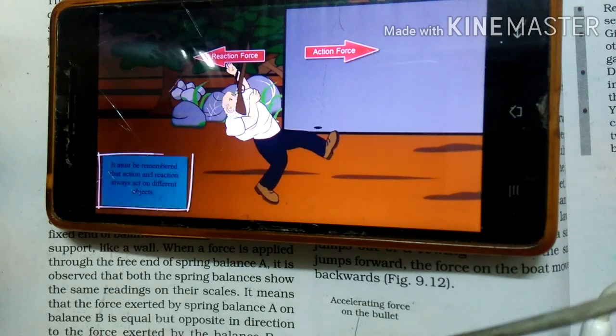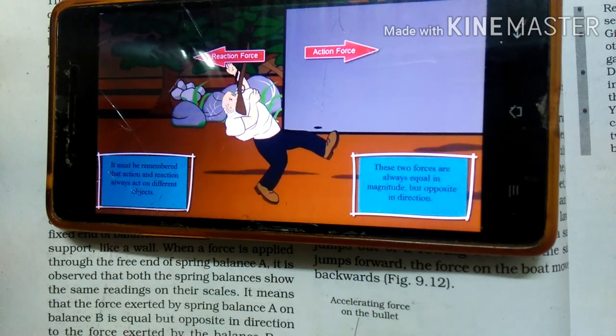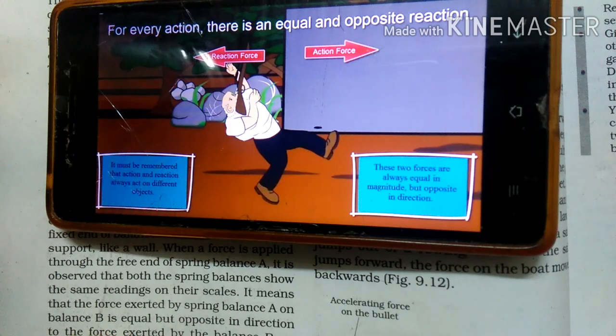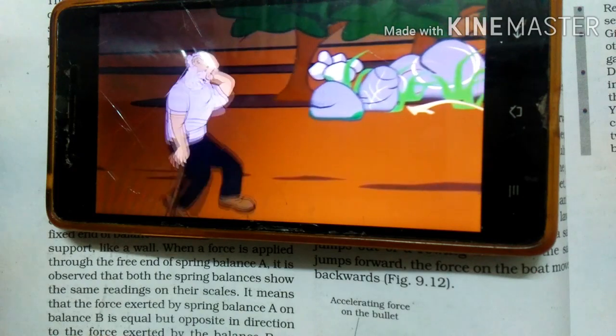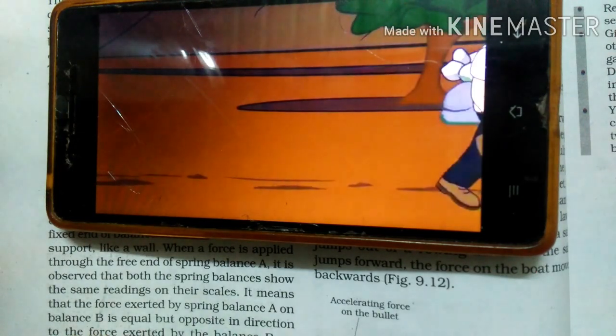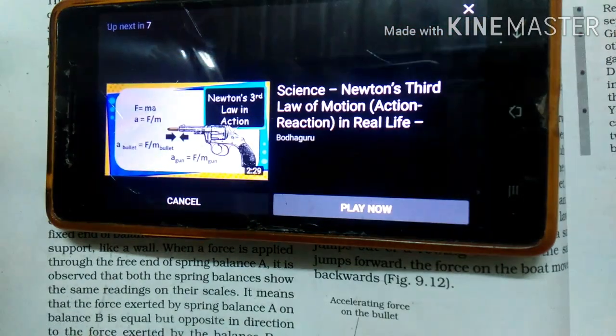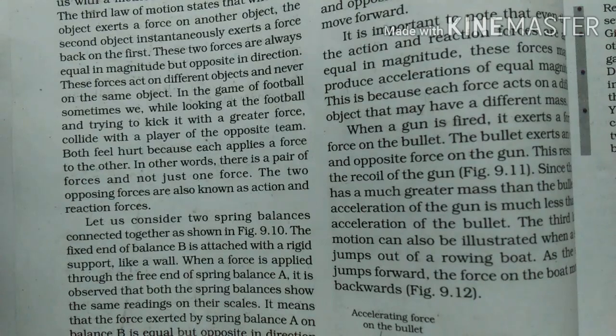See, action force and reaction force. It must be remembered that action and reaction always act on different objects. These two forces are always equal in magnitude but opposite in direction. I hope you understood better. Now we will move on to the next part.